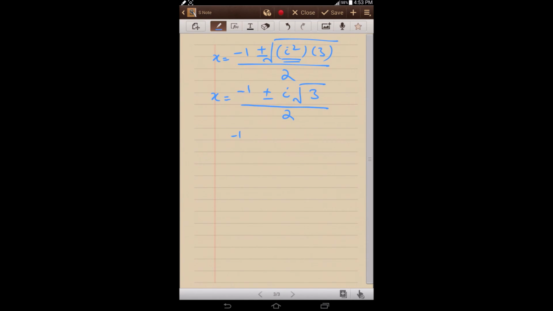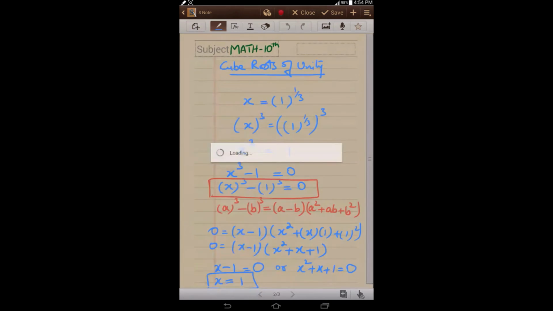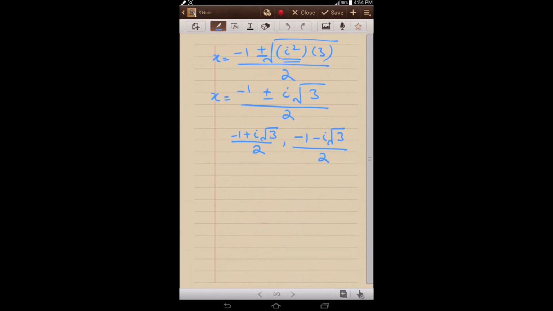One is minus 1 plus iota square root 3 divided by 2. The other one is minus 1 minus iota square root 3 divided by 2. And on our page 1, I think we had this one, x is equal to 1. So we have another value, x is equal to 1. So this is our answer, and these are the cube roots of unity.